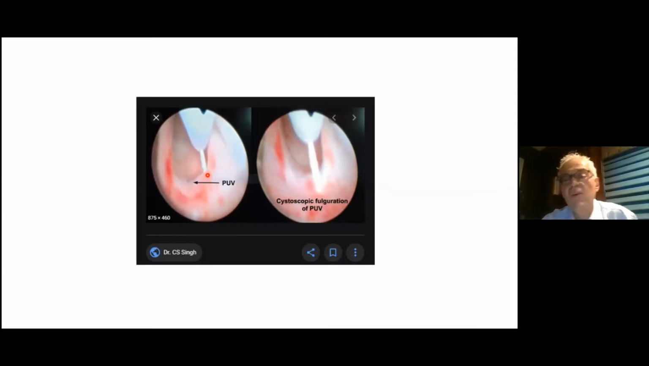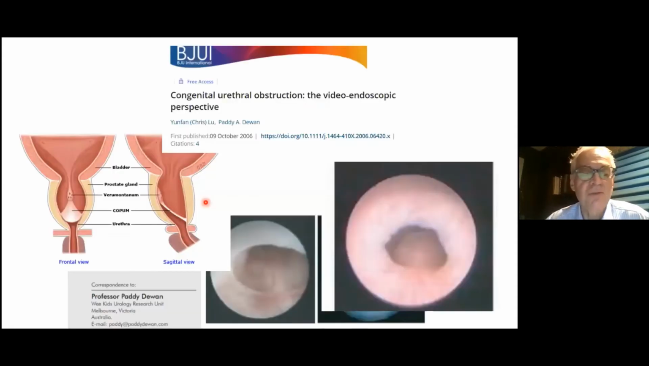I like to do it at 12 o'clock first, which is not shown in this picture. And then I do 5 and 7. But once it's disrupted in any one place, it gets a lot looser. And that's why I do 12 first. And then it's attached to the verumontanum at 6, of course. So then I can still do 5 and 7 to disrupt it a little bit further. But that's my philosophy, but you can do it any way.